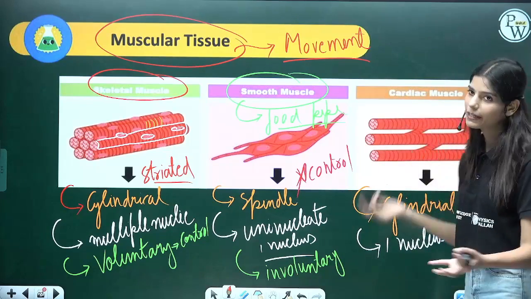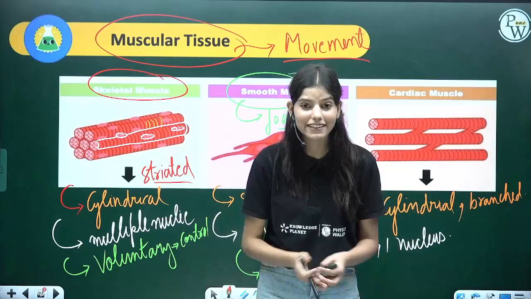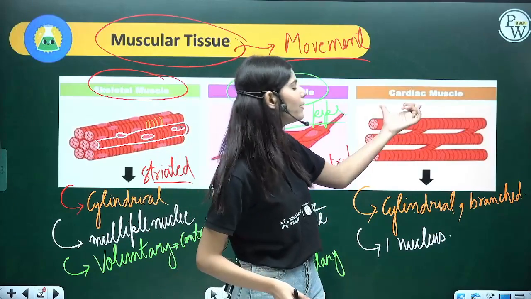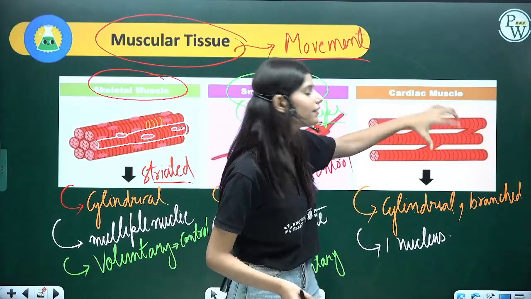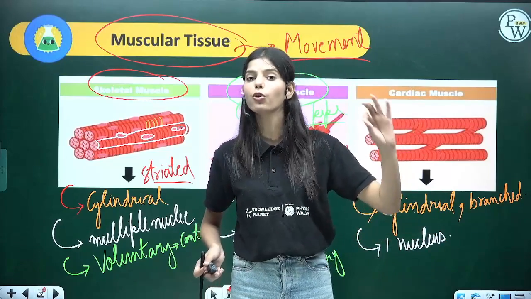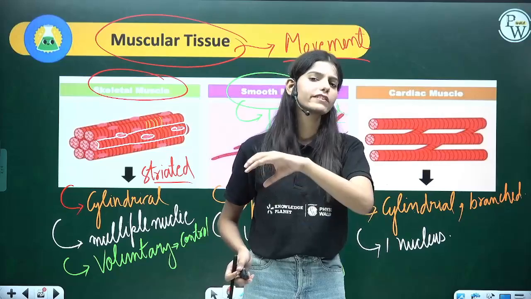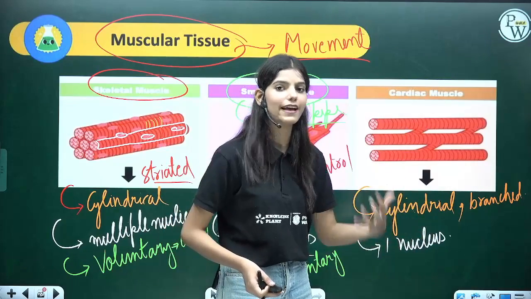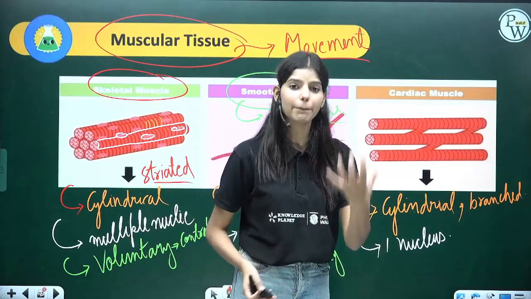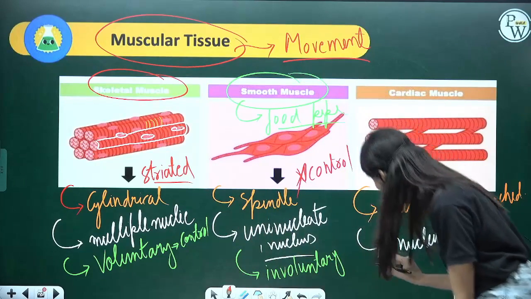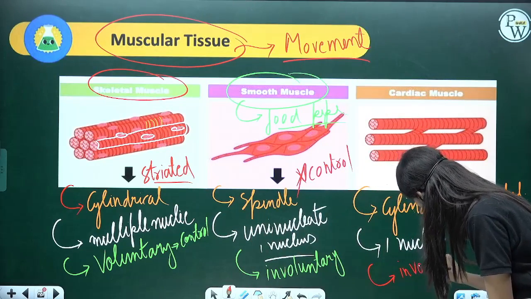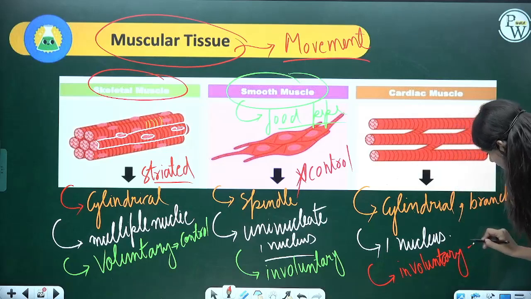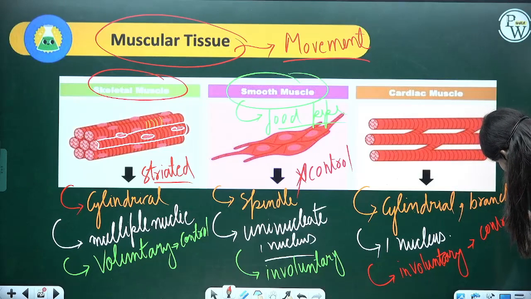Alright, now talking about the cardiac muscle, guys, we cannot control our heartbeat, right? So basically cardiac muscles are those muscles which are present in your heart, and that's why we have the term cardiac muscles. We all know that we cannot control the heartbeat, and this type of muscles which cannot be controlled are called involuntary again. So cardiac muscles are also involuntary muscles because you cannot control them.